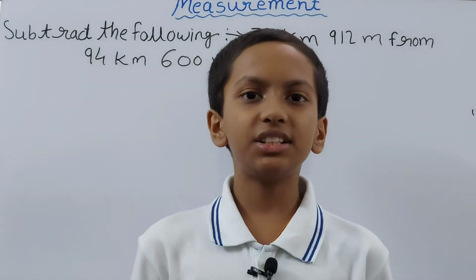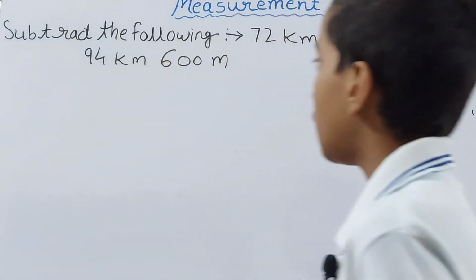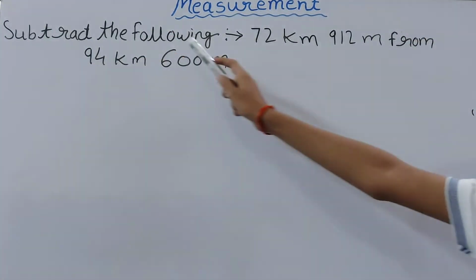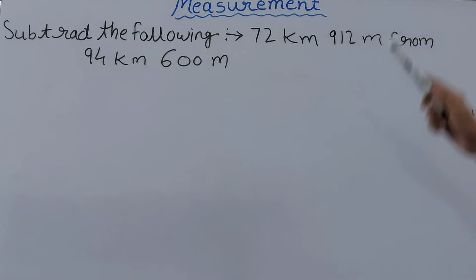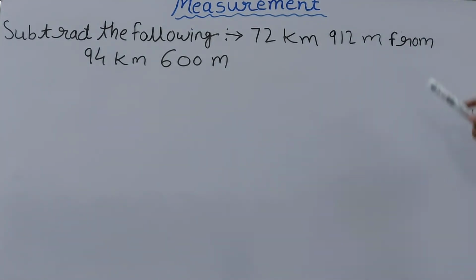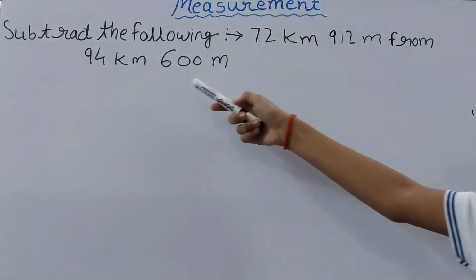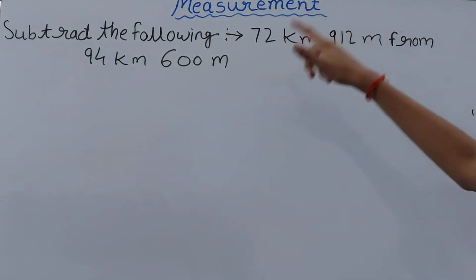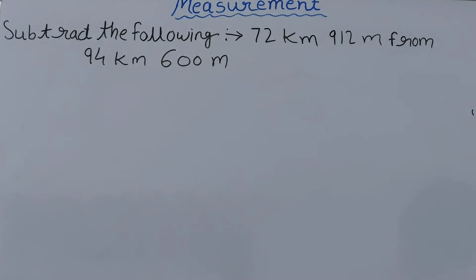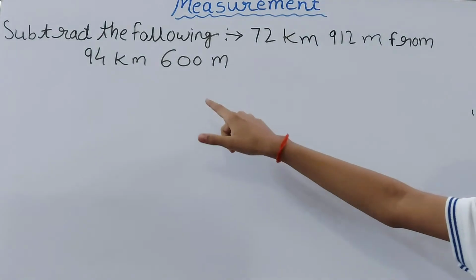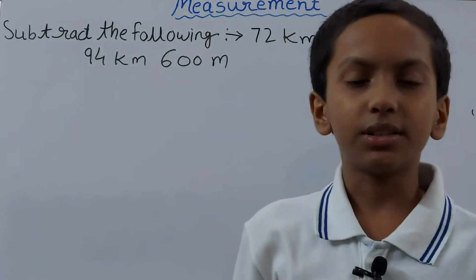Friends, now let's see the next question. The next question is related to subtraction because you can see it says subtract the following. Let's see the question. 72 kilometers 912 meters from 94 kilometers and 600 meters. So it is asking us to subtract 72 kilometers 912 meters from 94 kilometers and 600 meters.